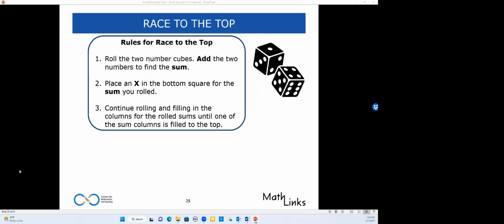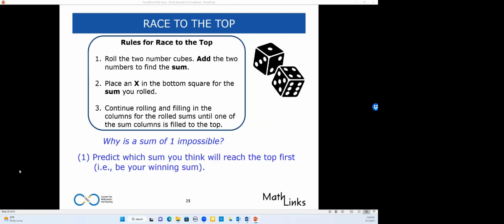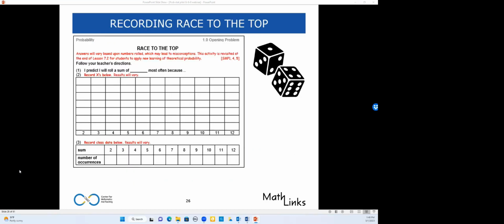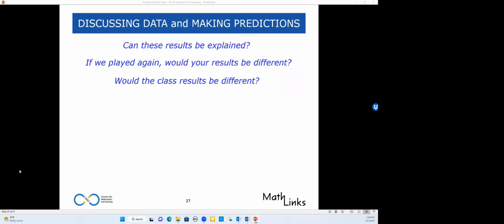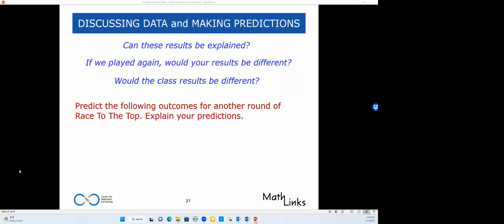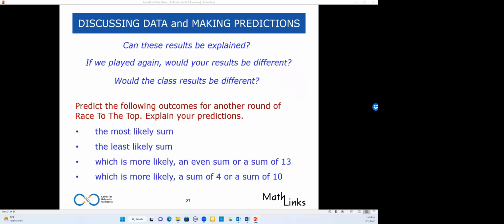Race to the Top is a simple number cube game where students record sums on dice and see which sum wins by getting to the top of the chart first. This is what the page looks like in the student packet where they record their sums. Getting to the top of the chart signifies the winning sum. We discuss the results and try to make predictions and start the process of more formally studying probability.